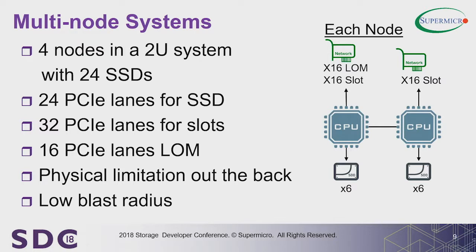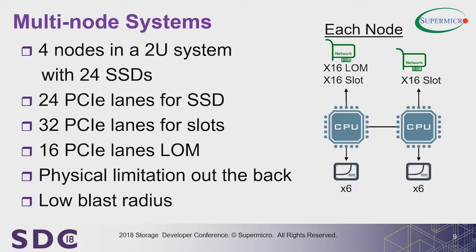What I mean by a multi-node system, this is where you take a 2U and you've got 4 nodes in the 2U. So 4 individual compute nodes, but then they connect to 24 drives in the front. And how that works out is you divide up those nodes such that each node connects to 6 drives.